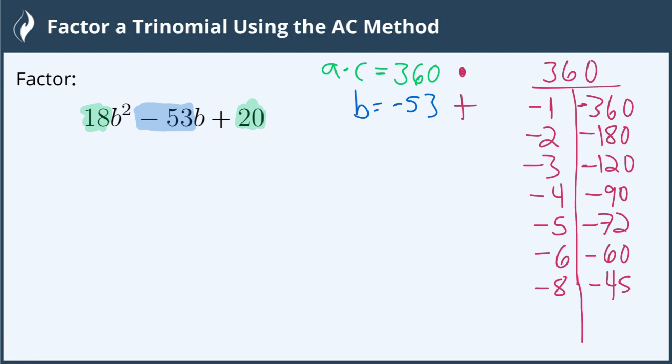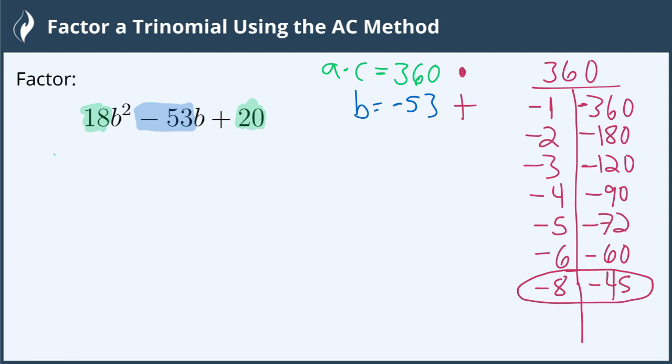And while there are more numbers that can go into this chart, we're going to stop here because we see negative 8 plus negative 45 equals the negative 53 that we have in our B value. So now we know how we're going to split our trinomial. So remember, these numbers tell us how we're going to break up that middle term.